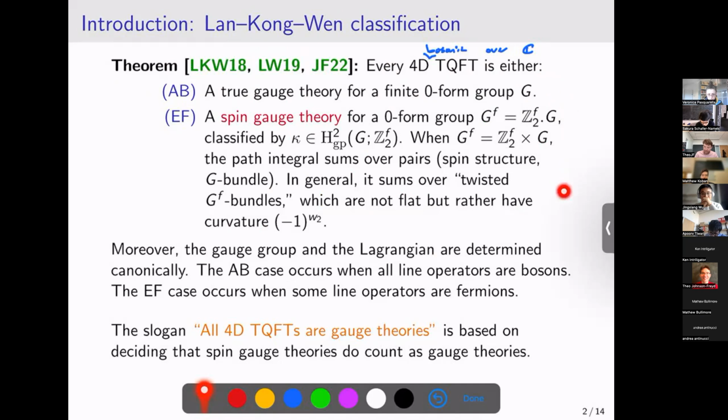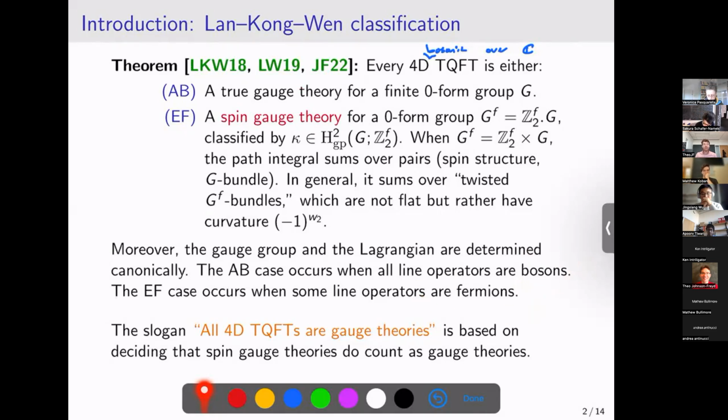And then the other class of TQFTs that they found are ones that they call emergent fermion TQFTs, EF TQFTs, and they're more complicated. The distinction here, as I said, is really Lan, Kong and Wen's work. The all bosons case means that one of the basic data in a TQFT is the line operators in the TQFT. The spectrum of line operators does not tell you the whole spectrum of the whole TQFT. There's missing data, but it tells you a lot about the TQFT. And the AB case is when all of the line operators are bosons. And the EF case is when some line operators behave like fermions.